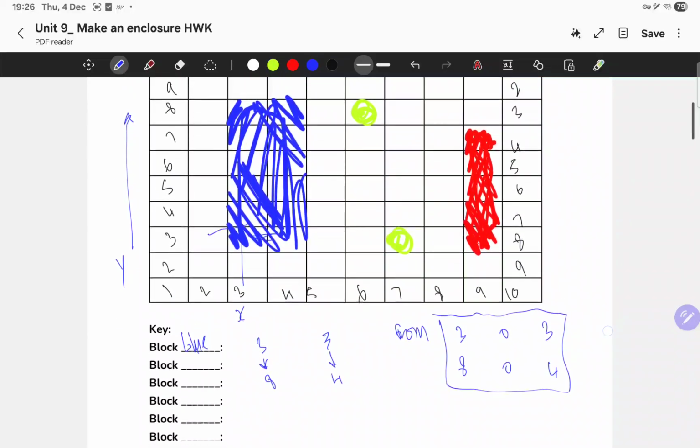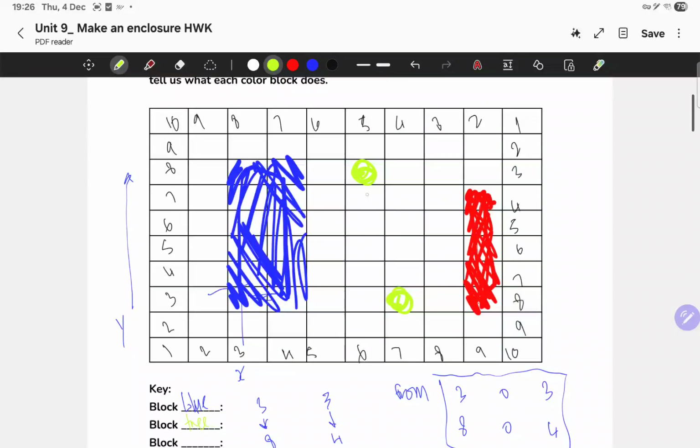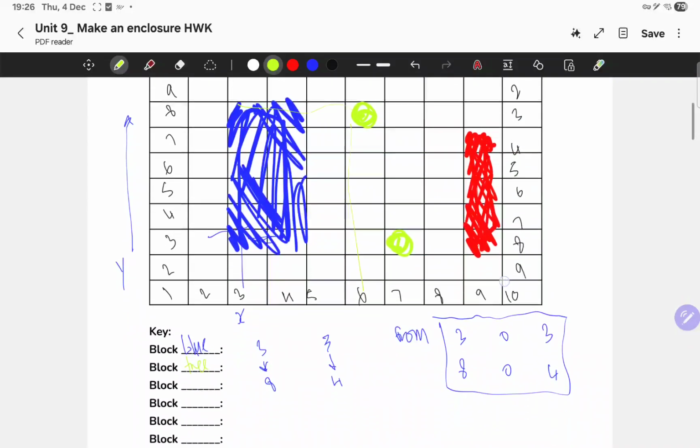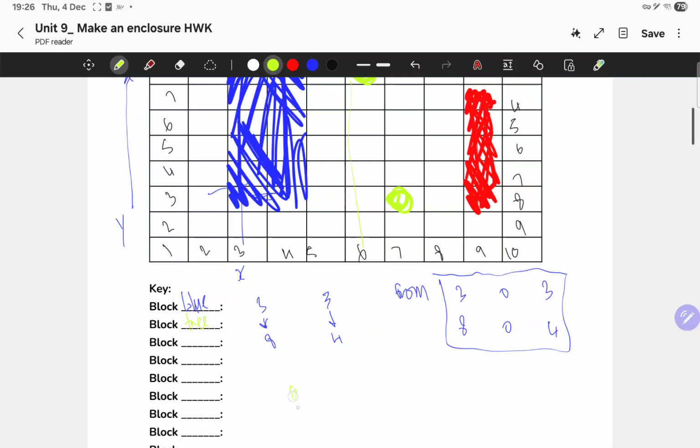So let's take a look at the next one, which is going to be the tree. Trees are even easier. Why is it easy? Because all we're doing is putting it in one place. So this is 6, 8. So it's going to be from 6, 6 to 8, 8. I apologize if that's really confusing. There we go. 6, 6, 0, 0, 8, 8. There we go.